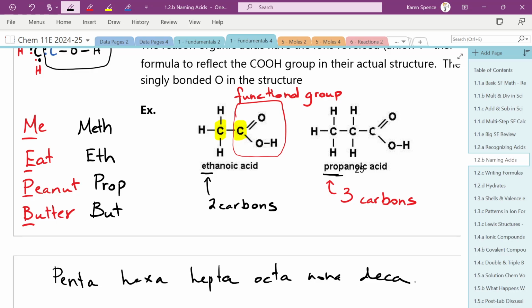And when I say a covalent compound, what do I mean by that? What are covalent compounds? Tell your partner, what are covalent compounds?